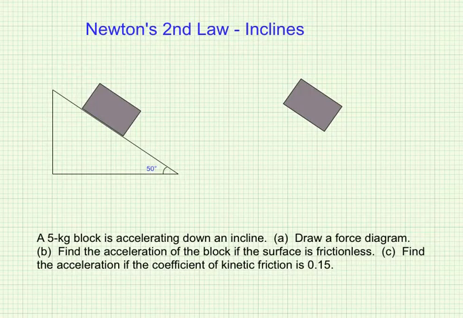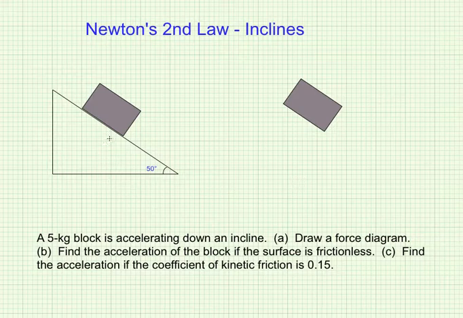Today we're going to look at inclines, and in particular, what happens to the acceleration of an object on an incline. I'm not a very good artist, so very often I will use blocks, but keep in mind this could be anything. This could be a sled going down a hill. This could be a car rolling down a hill. Anything that's on an incline, we're going to follow this same procedure.